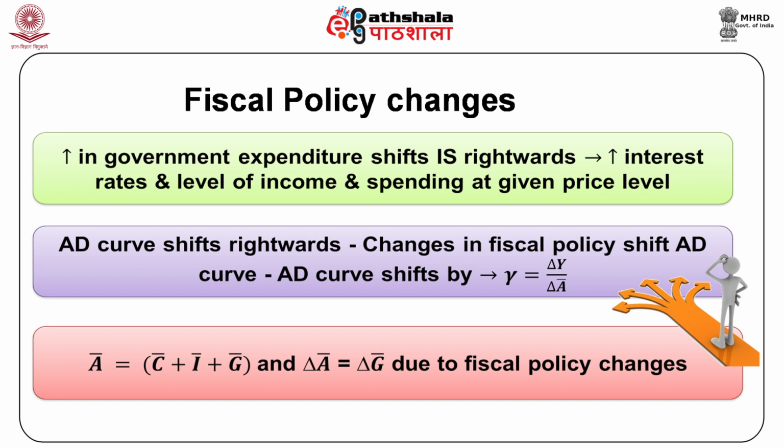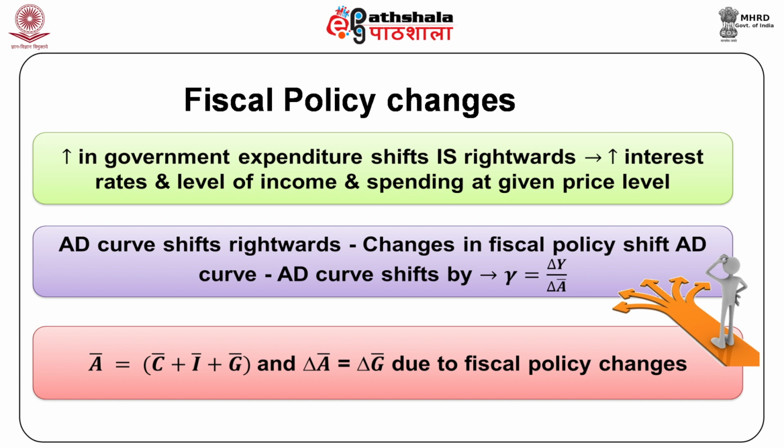An increase in government expenditure shifts the IS curve rightwards. This increases the interest rates and the level of income and spending in the economy at a given price level. As a result, the aggregate demand curve shifts rightwards. Changes in the fiscal policy shift the aggregate demand curve.